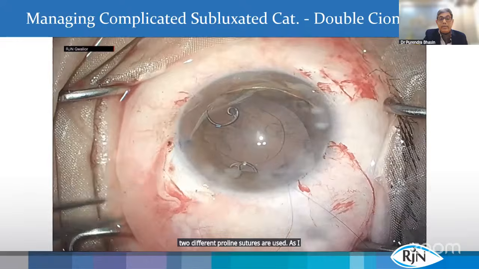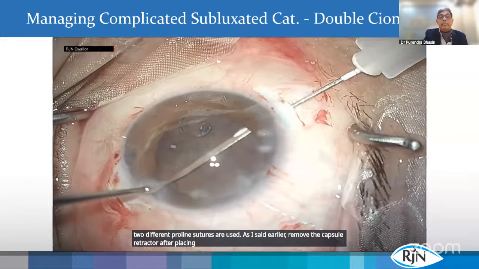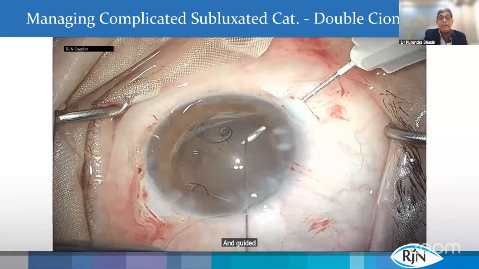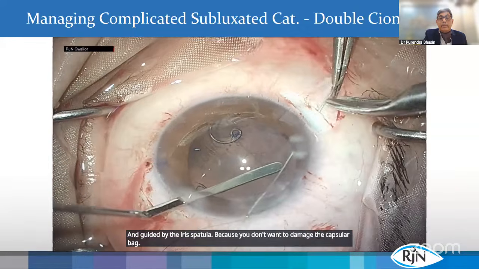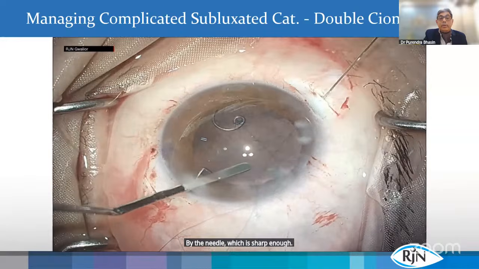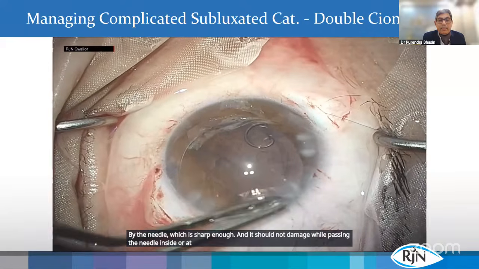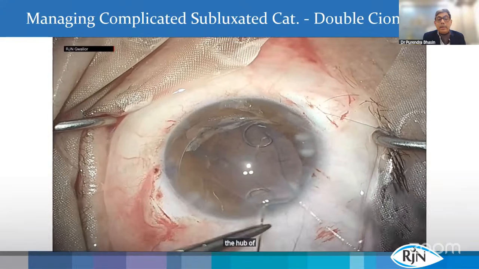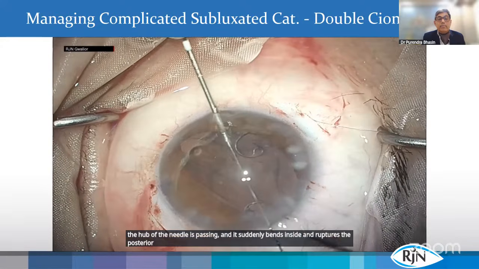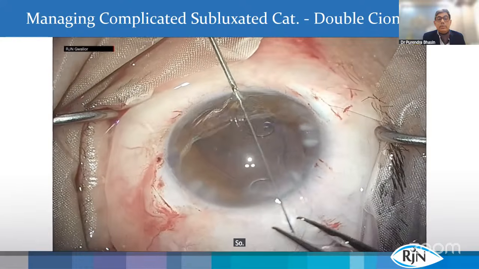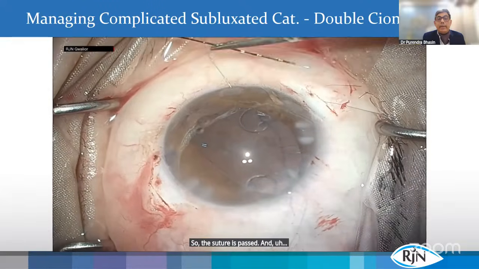As I said earlier, remove the capsule retractor after placing the ring in the bag and guided by the iris spatula, because you don't want to damage the capsular bag with the needle, which is sharp enough. It should not damage while passing the needle inside, or when the hub of the needle is passing and it suddenly bends inside and ruptures the posterior capsule. So the suture is passed and it is tied to the sclera.